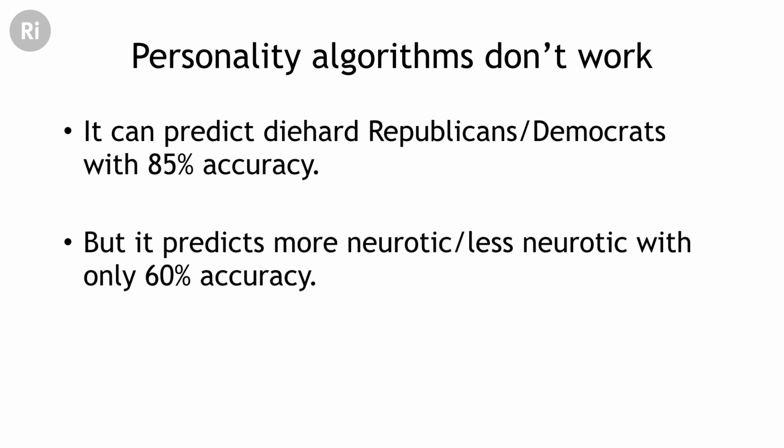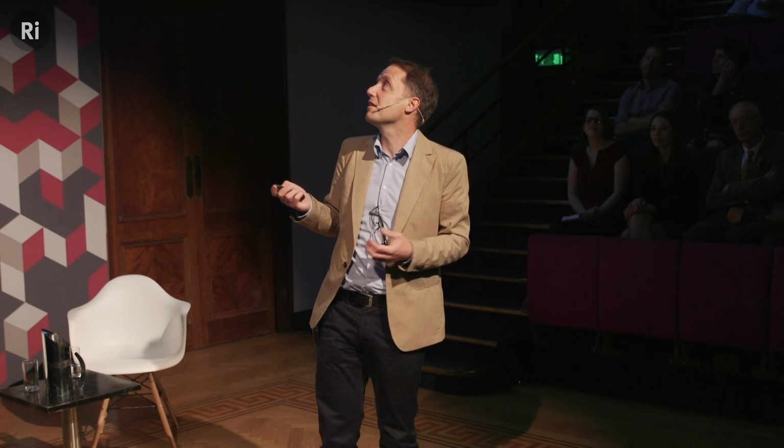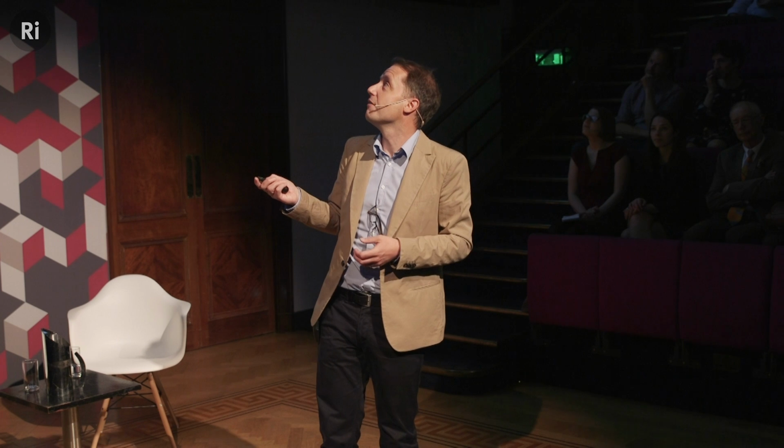But it predicts more neurotic or less neurotic people only with 60% accuracy. So if I picked out two random people in this audience, looked at their Facebook pages, and tried to predict with my algorithm which of you is most neurotic, I'd have about a 60% chance of getting it right. And of course, if I just said randomly, oh, you're the most neurotic one, I'd have a 50% chance of getting it right. So it isn't a particularly accurate algorithm. It's statistically sound, but it's not enough to build an algorithm.